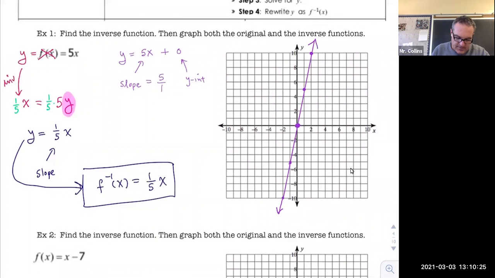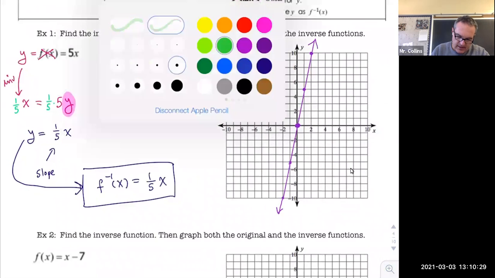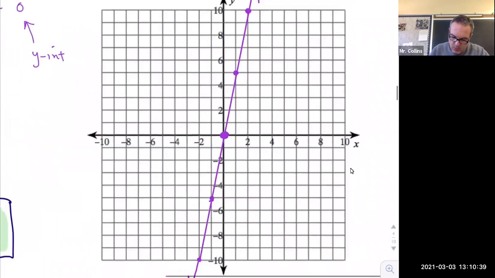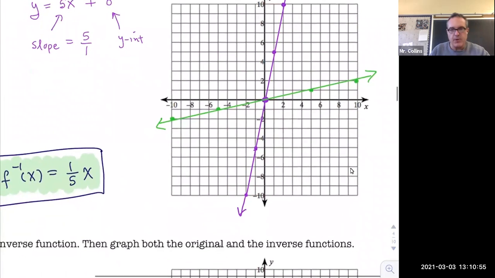But if I graphed it, let's pick a color. I guess I'll go green again, right? Let's highlight this in green. If I was to graph this inverse, I would hit the origin and I'd go 5 to the right and 1 up. That's the difference, 5 to the right and 1 up. So if you follow the pattern this way, there I go. And you could actually take some ordered pairs and just reverse them if you'd like. That's your other option. Take the ordered pairs from the purple graph, flip them around, and you'll get the green graph.